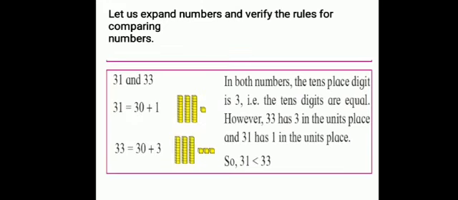Let's see another example, 31 and 33. In both numbers, the tens place digit is 3. That is, the tens digits are equal. However, 33 has 3 in the unit place and 31 has 1 in the unit place. So, 31 is less than 33.